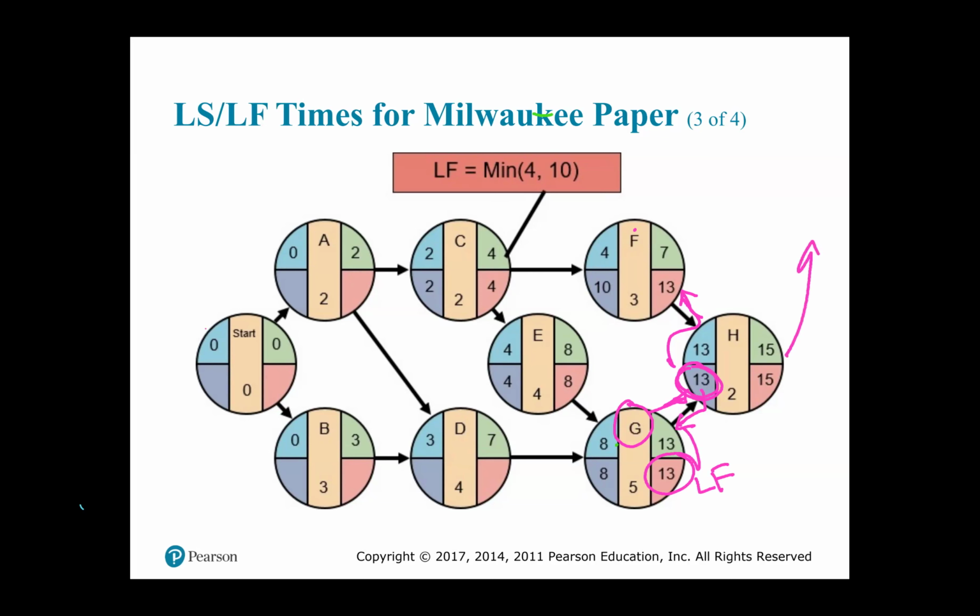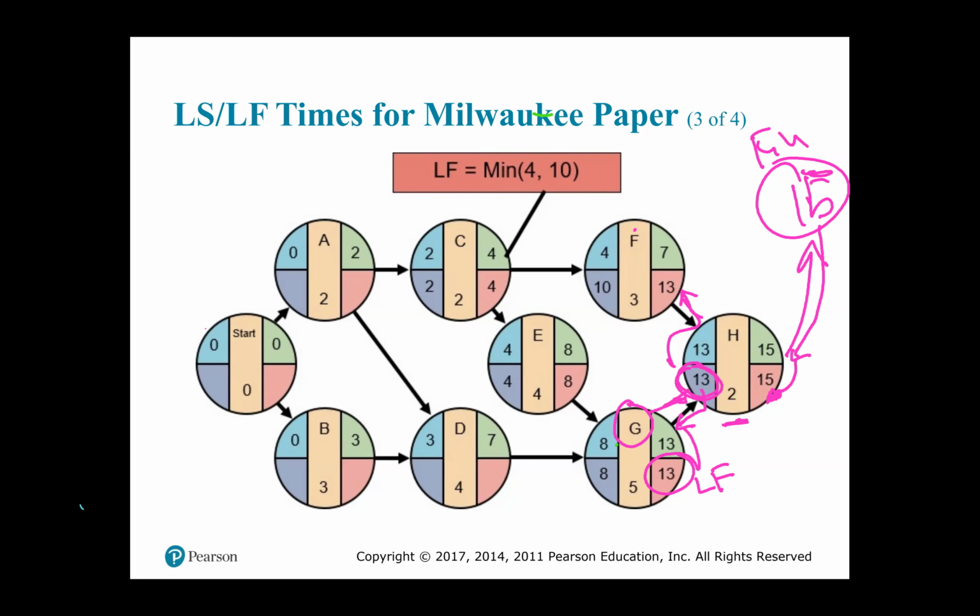Remember, you would have begun with your finish node. You pick up the information that is in the finish node. You backtrack on that arrow. You come to the late finish for H. You subtract the activity time from the late finish, 15 minus 2. That's how you get that 13.